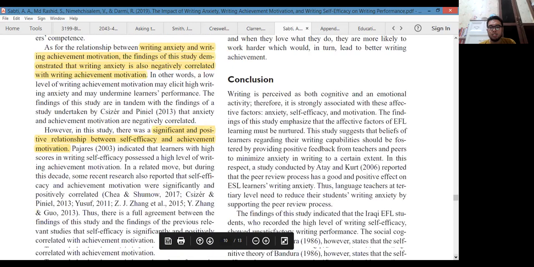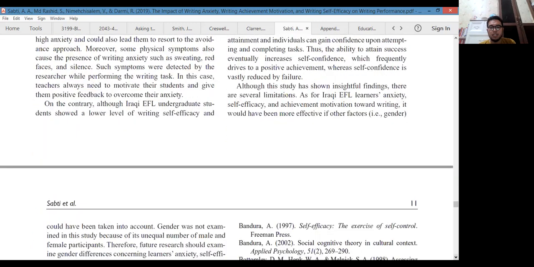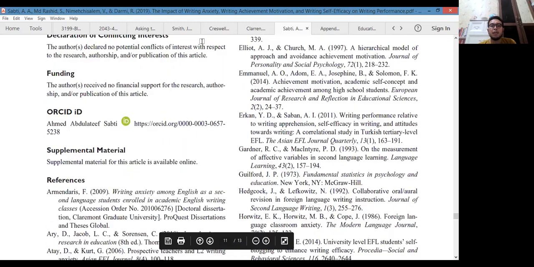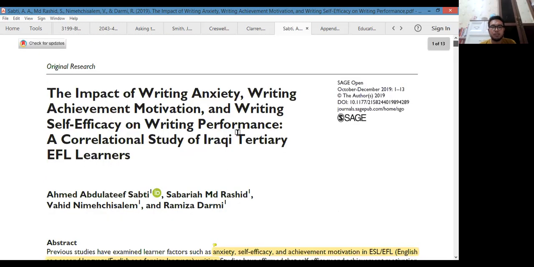So we come to the conclusion here. Okay, and I think that's all from me, Mr. Anjar. And then, oh yeah, I forgot to say that this kind of article is an explanatory study. Okay, I think that's all from me.